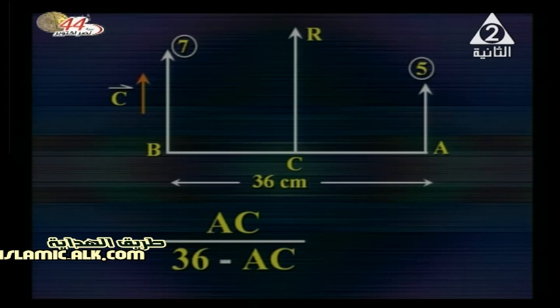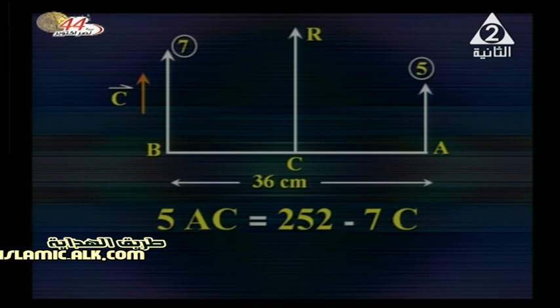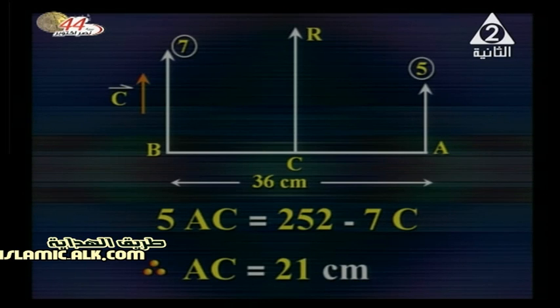We divided AB into two line segments, or two lengths: AC and 36 minus AC. Then AC over 36 minus AC equals 7 over 5. By using cross multiplication, 5AC equals 252 minus 7AC. Therefore, AC equals 21 centimeters. What do we mean by AC equals 21 centimeters? It means R, the resultant of the two forces 5 and 7, acts at 21 centimeters from the point A.